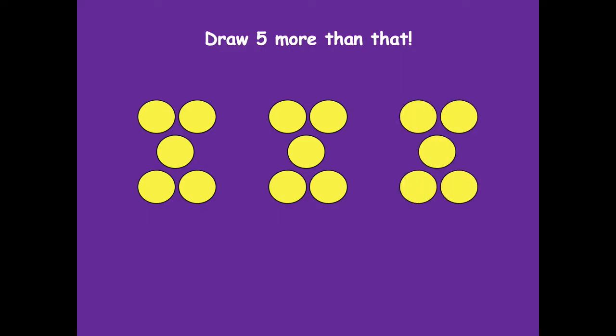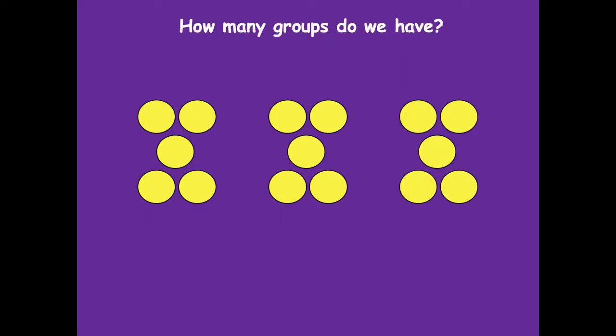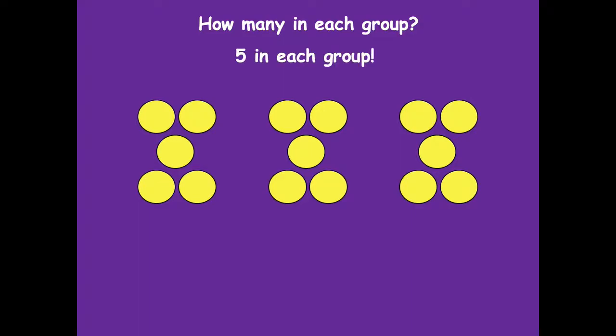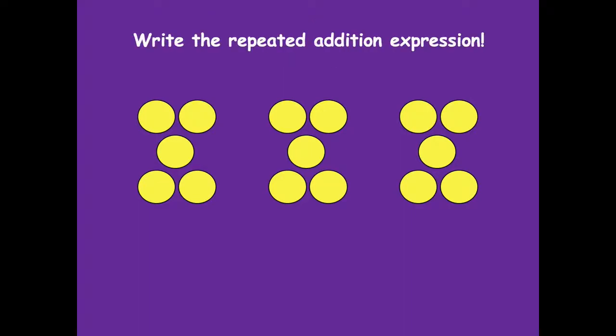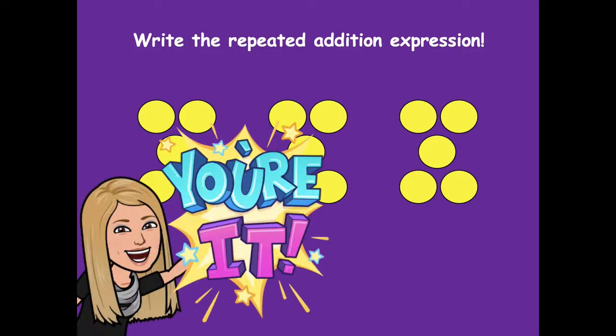All right, so here's 5 more. All right, so how many groups do we have? We have 3 groups, right? 1, 2, 3. How many in each group? 5 in each group, you got it. So write the repeated addition expression for this problem. So pause the video, write your repeated addition, and then click play when you're ready to go over it together.